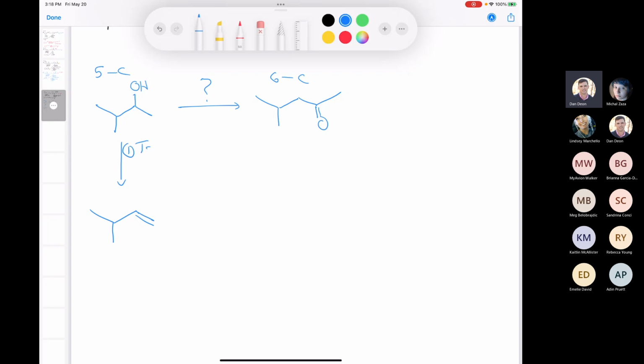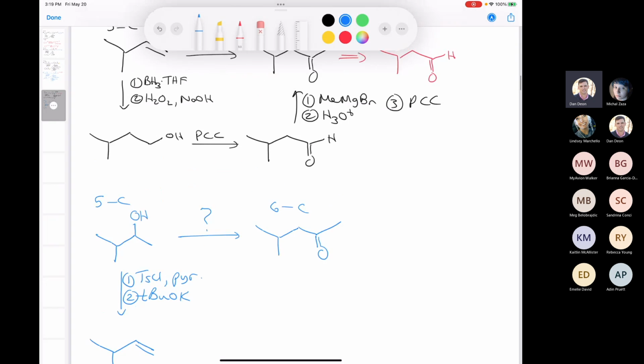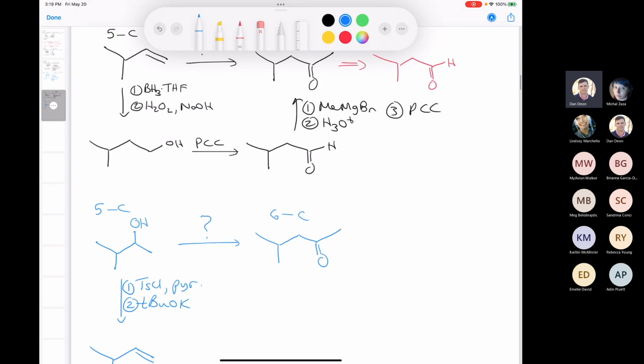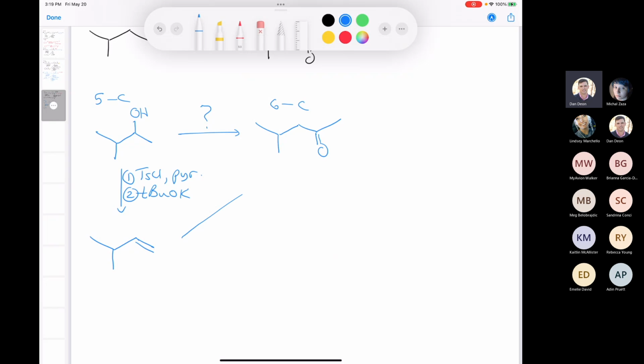And so what do we have to do? We have to first convert this into a good leaving group using tosyl chloride and pyridine. And after which we're going to treat it with a hindered base, like potassium t-butoxide, and that will give us this alkene. And then the rest of it is going to be the exact same as what we did in the previous problem. So first, we're going to treat it with BH3 and THF, followed by sodium hydroxide and H2O2.